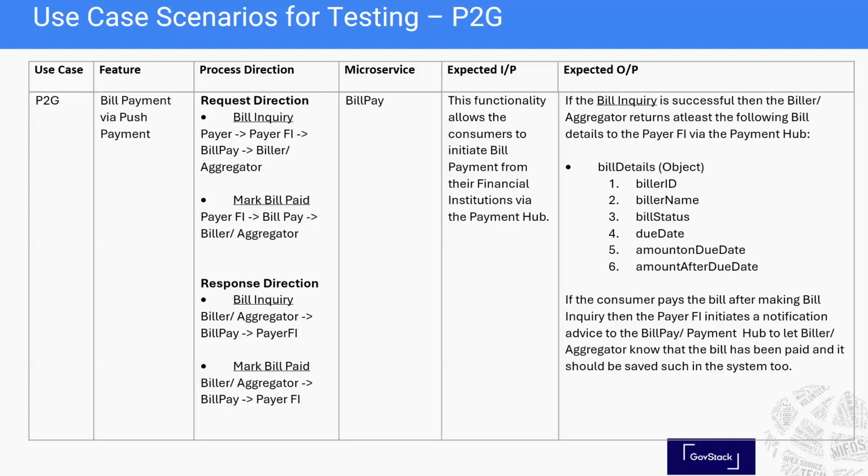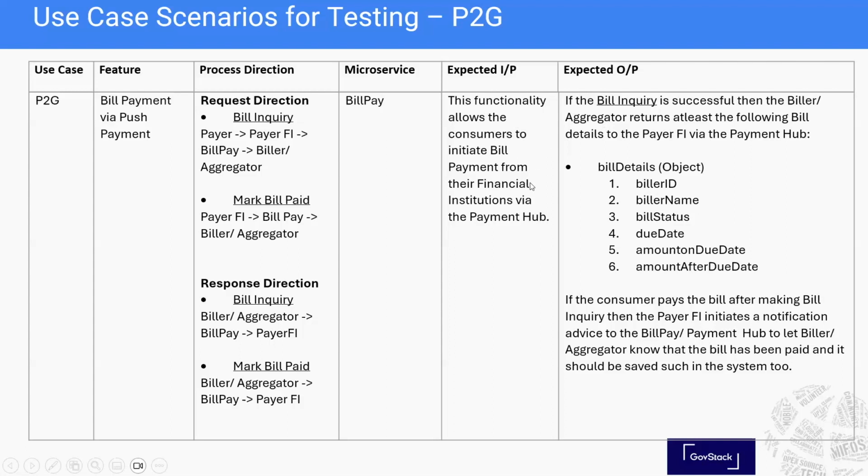Another important point to mention is that the payment hub itself, the bill module itself, does not contain any billing information. It is working in the capacity of receiving the request and forwarding it to the targeted system. So the microservice in question is bill pay, which we have seen in our previous sessions as well. The expected input I'll show you; it is written down in the next slide.